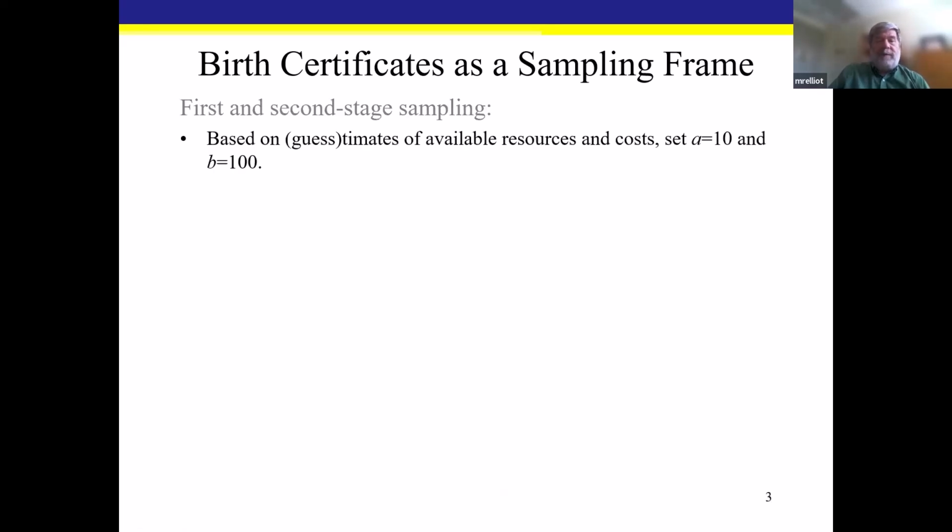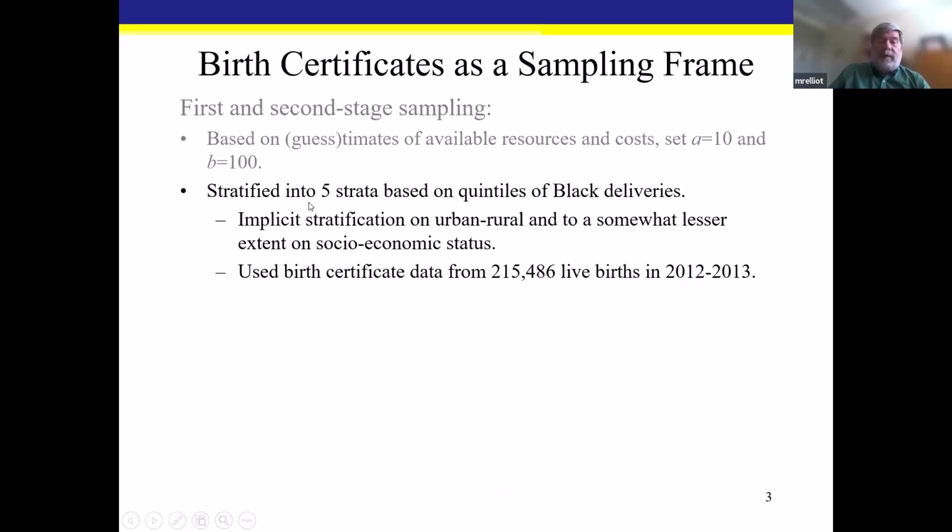Based on some guesstimates of available resources and costs, we decided to sample 10 hospitals. We thought that was the maximum that we could manage, and then sample 100 births per hospital. We also did something called stratification. I'm not going to get too much into this. I'm not trying to formally use this in any way, although I think it does have some benefit. We stratified based on quintiles of Black deliveries, right?